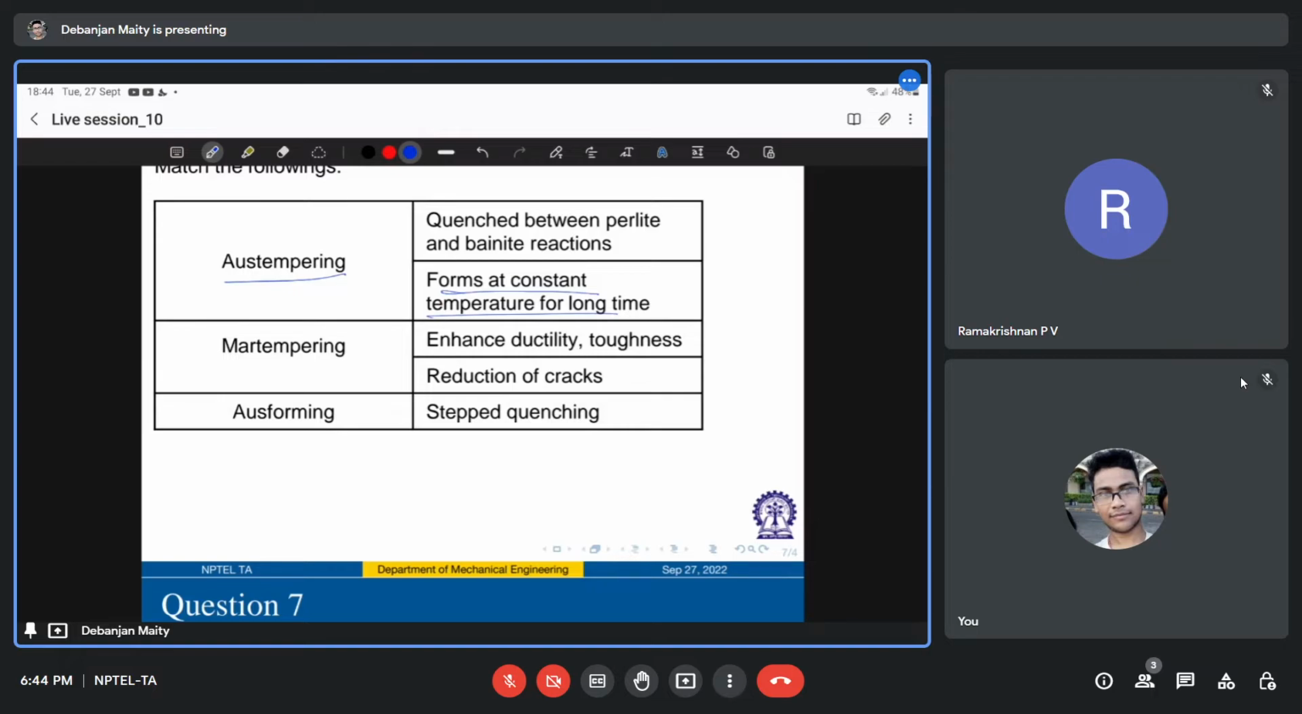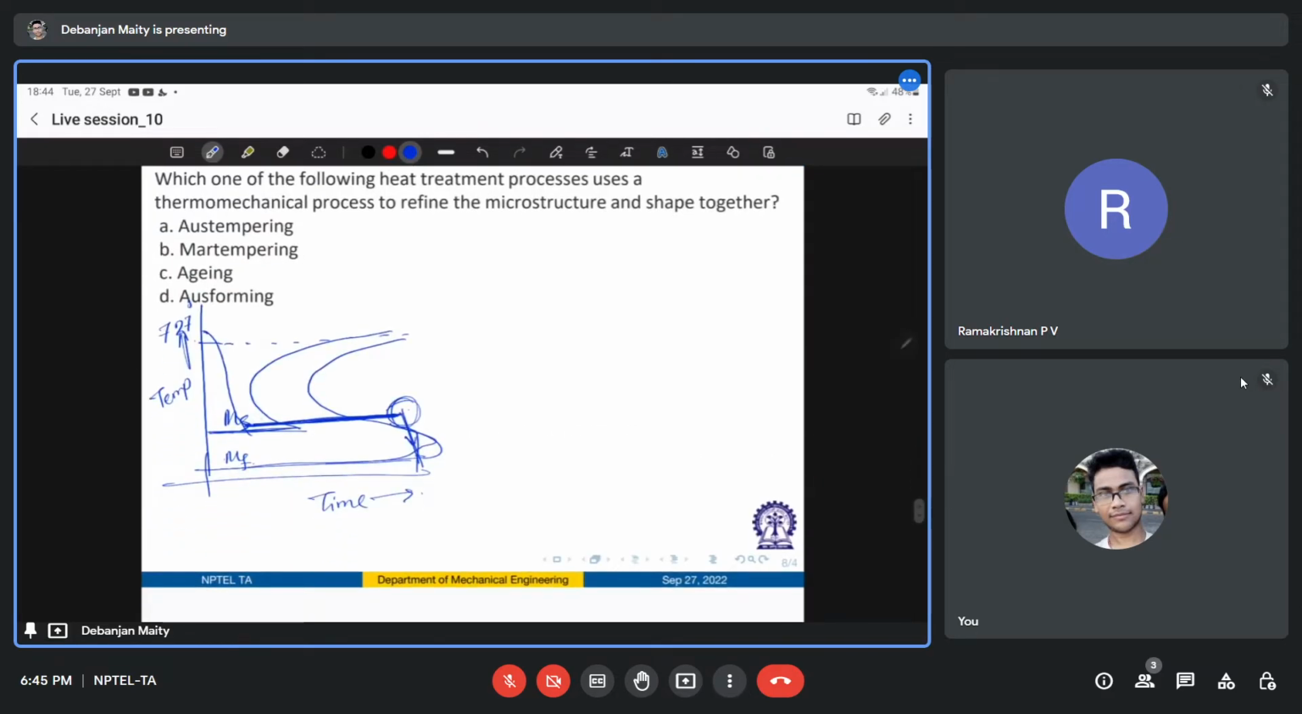And maybe isothermal treatment at austenitic temperature, at which during the transformation is only bainitic, right? So here, if you are cooling it and then staying there, here you are forming only bainitic structure.